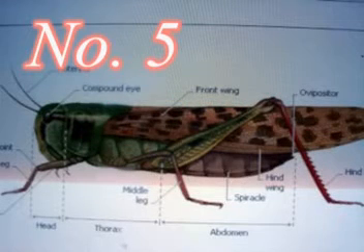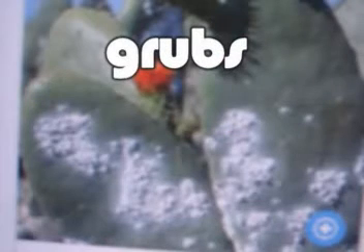The examples of insects are grasshoppers, caterpillar, grubs. Grubs are larvae of various insects, especially beetles.